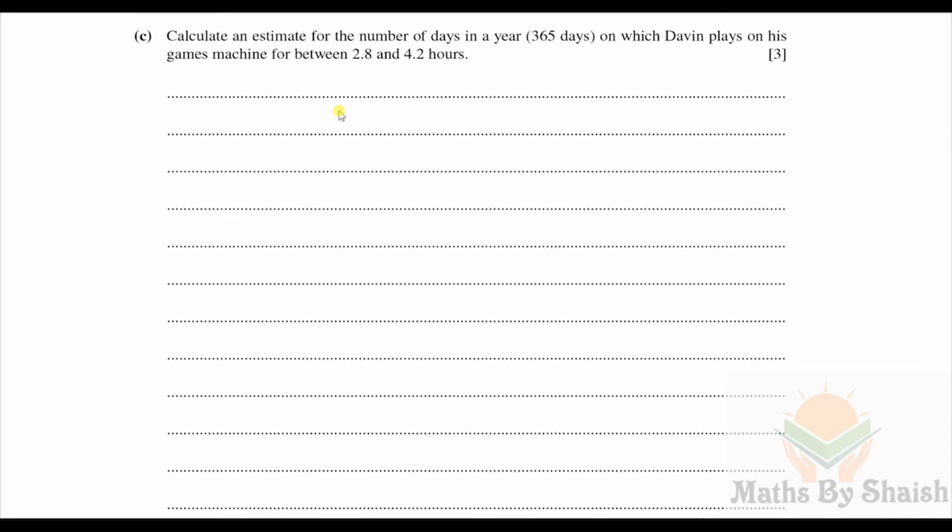Calculate an estimate for the number of days in a year (365 days) on which Devin plays on his games machine for between 2.8 and 4.2 hours. So we need to estimate the number of days. It means we are finding the expectation. So the expectation of this is going to be n times p, where n is 365 and p is the probability of time t being between 2.8 and 4.2.